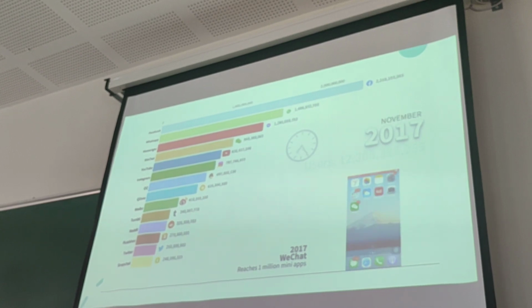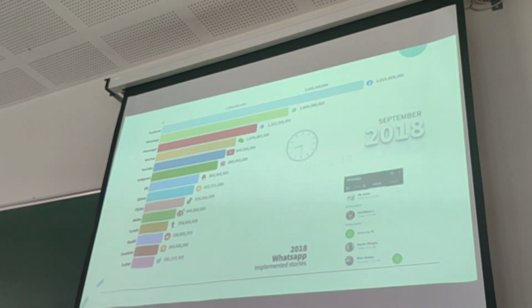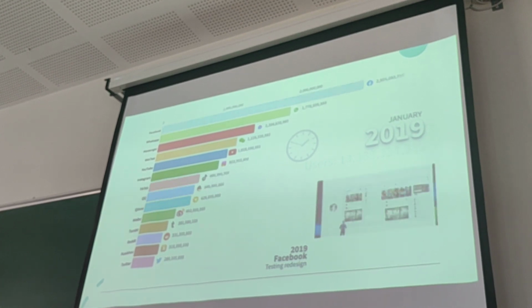WeChat. And there's TikTok. There we go. Here it comes. I was thinking, there's definitely another one. There's another one that's going to come. I couldn't remember what it was. It's TikTok.